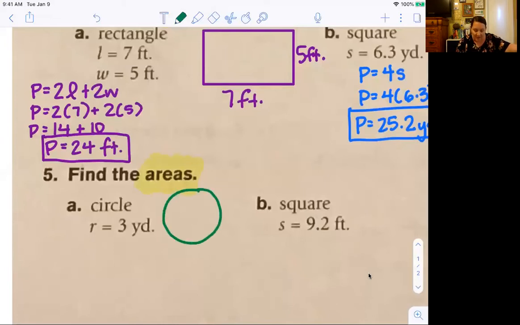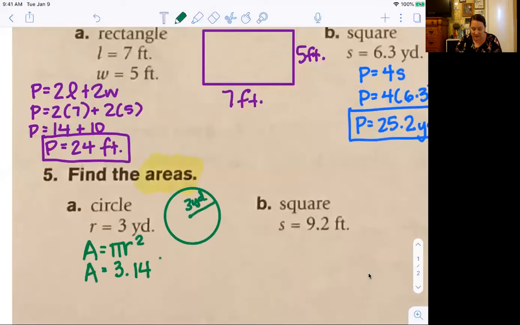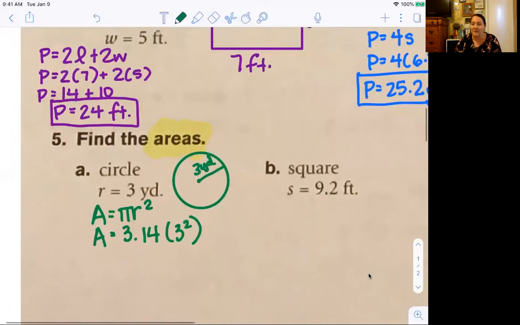So on 5A, we have a circle, and the radius is 3 yards. If I'm given a radius, what is the formula for the area of a circle? Area equals pi r squared. Area equals, what's pi? 3.14 times 3, because that's our radius, squared. What is 3 squared? It is 9. Good. So area equals 3.14 times 9.